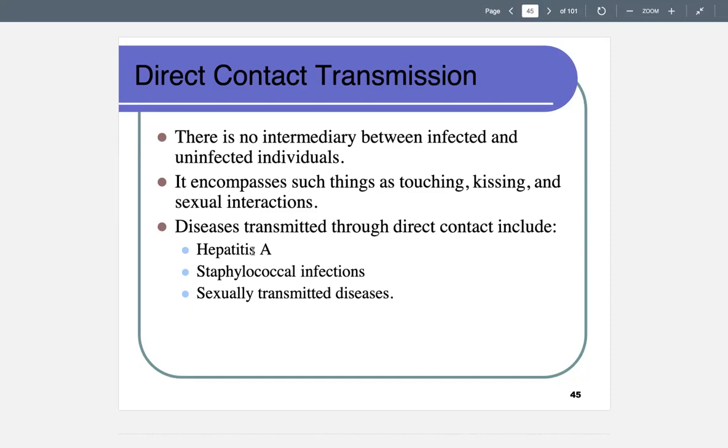And then staphylococcal infections are also direct contact, for example boils, because a boil is caused by Staphylococcus aureus, which also causes pimples. That is why they multiply when you pop or squeeze them, since the pus contains bacteria, Staphylococcus aureus, which may get onto other surfaces on your face. They multiply because of the bacteria present in the pus. Another example is sexually transmitted diseases such as syphilis, gonorrhea, and AIDS.